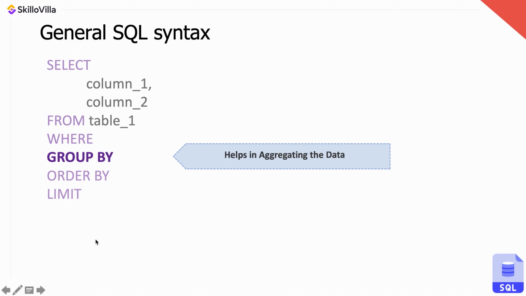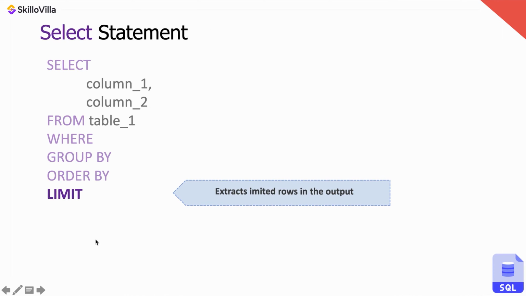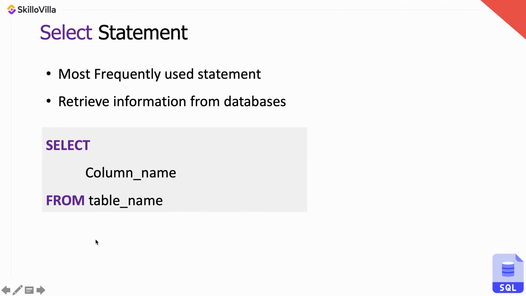Group by is used when we are aggregating the data. Order by sorts the output, and limit is used to extract a limited number of rows. Don't worry, we are going to talk about each one in detail. Today we are going to explore the select statement.